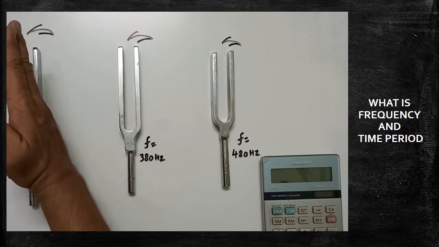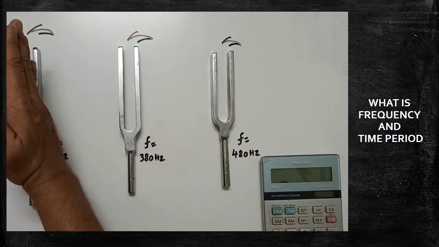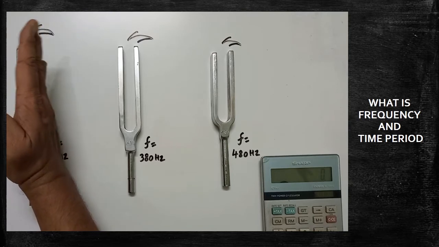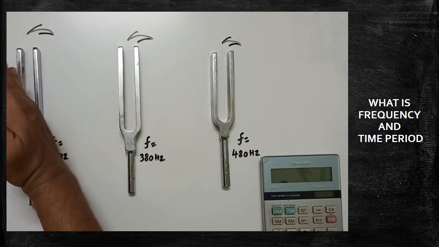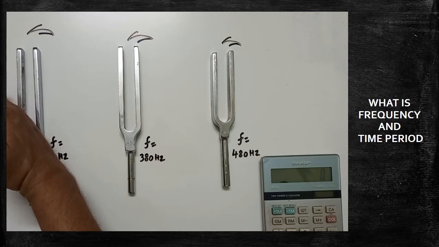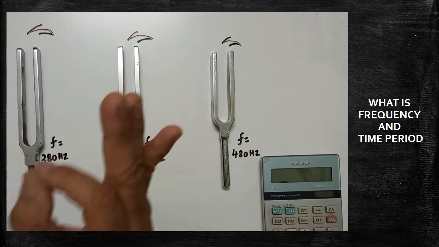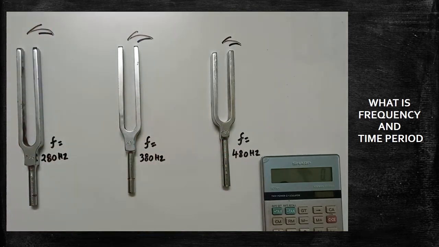What is one vibration? It has to start its journey from here. It has to go to the right extreme end. Again, it has to cross the mean position. Again, it has to go to the left extreme. Again, it comes back to the mean position. So this is called one vibration. To complete one vibration, it will take some time. That is called time period.